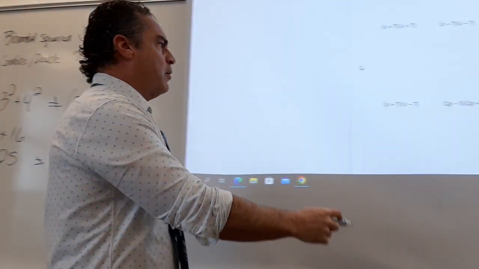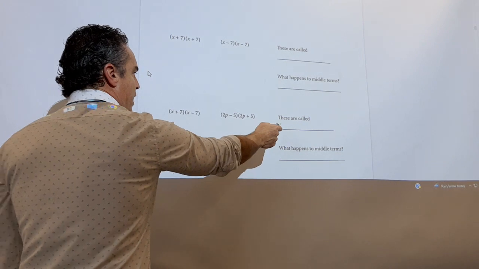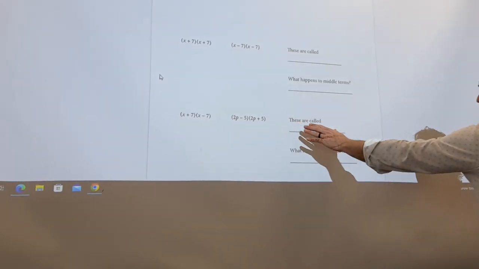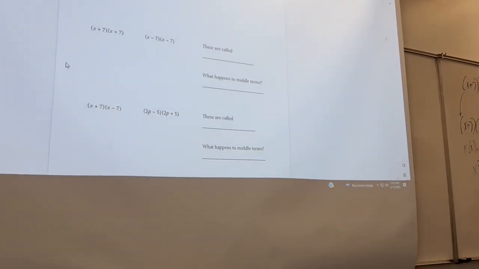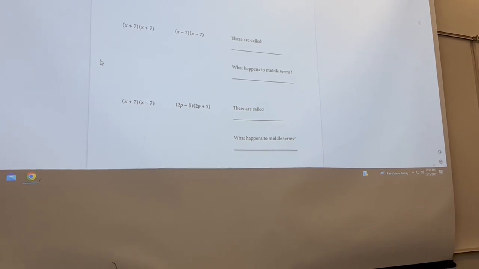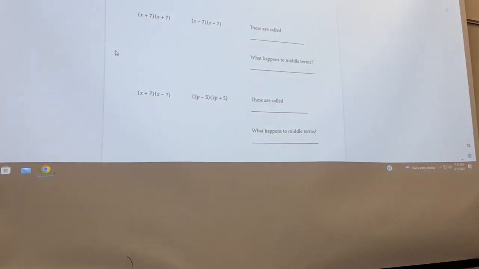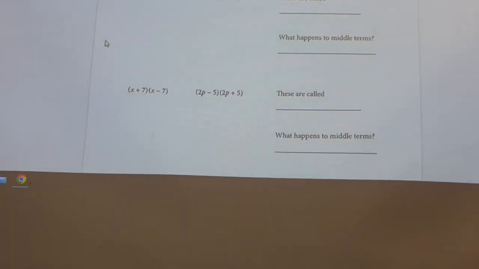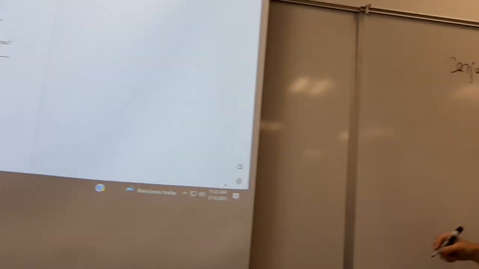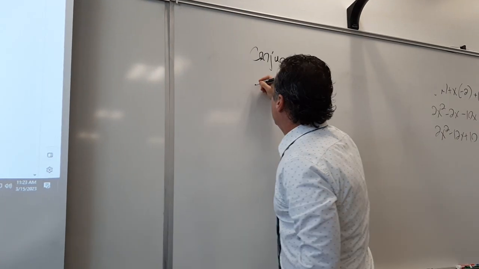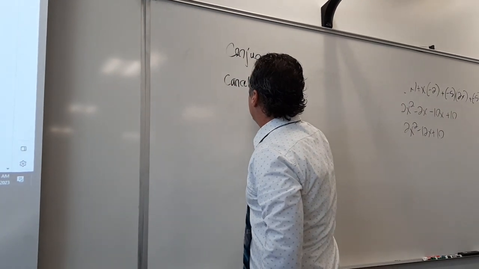The last thing we'll share with you is this right here. I want you to write down, I'm going to erase this board over here. These are called conjugates. Okay, so let me spell that for you. Conjugates. And what happens to the middle terms? Okay, they cancel each other out.